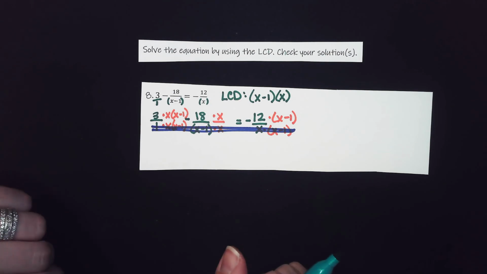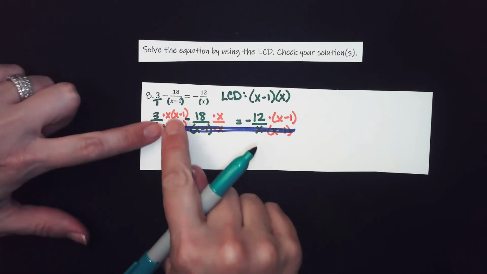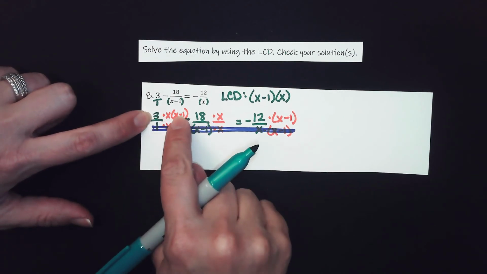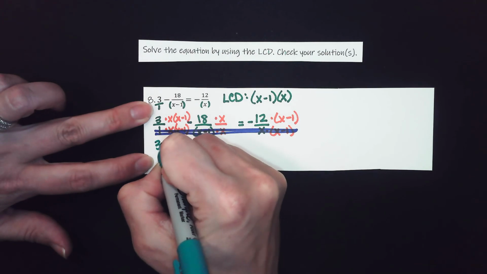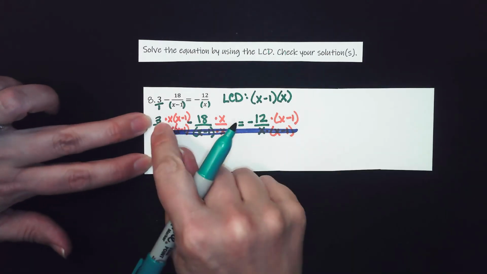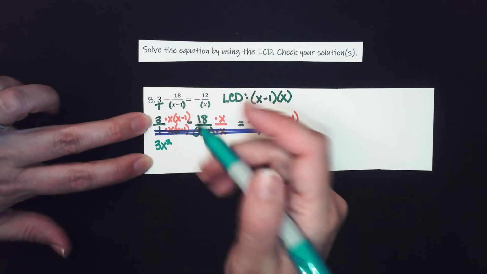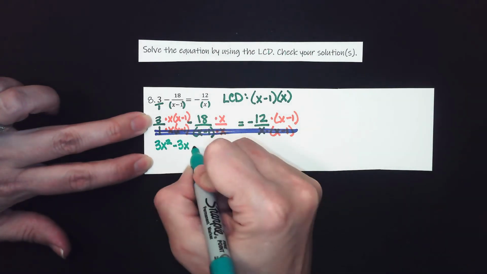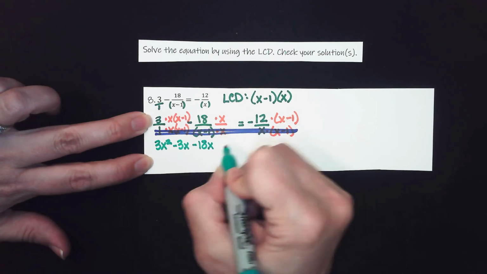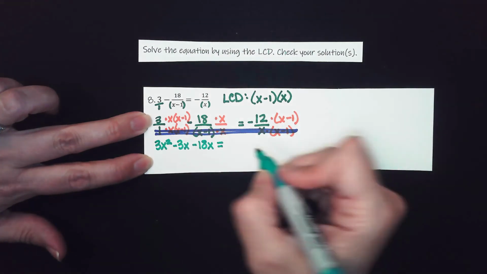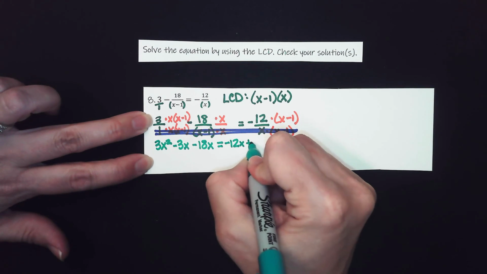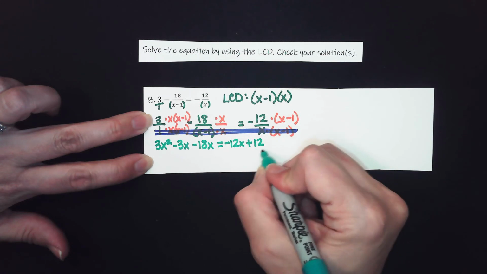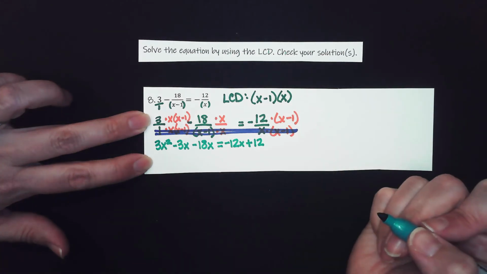So now when I do some distribution here, I have 3x, because 3 times x is 3x, right? So I have 3x times x minus 1. That gives me 3x squared, because I have 3x times x, and then 3x times a negative 1 is a negative 3x. Then I have minus 18 times x, so minus 18x, equals negative 12 has to be distributed, so it's negative 12x plus 12, because negative 12 times x is negative 12x. Negative 12 times a negative 1 makes a positive 12. Negative times negative is positive.